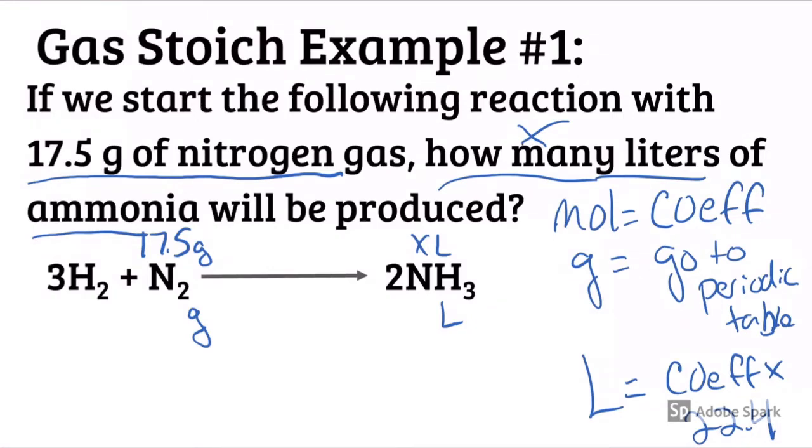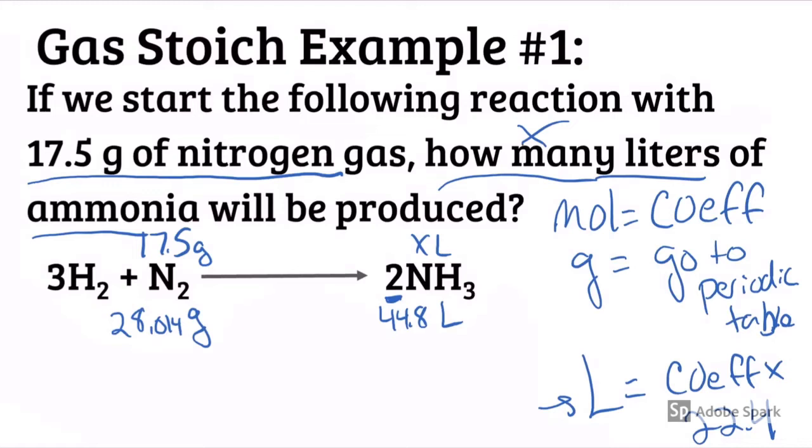For our bottom numbers, we're going to use the rules we wrote off to the right. So for my grams, I'm going to go to my periodic table. The mass of 2 nitrogens, so what's on the periodic table times 2, is 28.014. For my liters, coefficient times 22.4. So 2 times 22.4 equals 44.8.